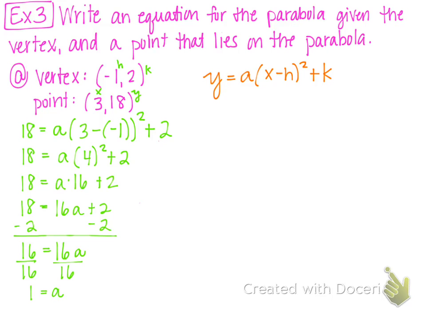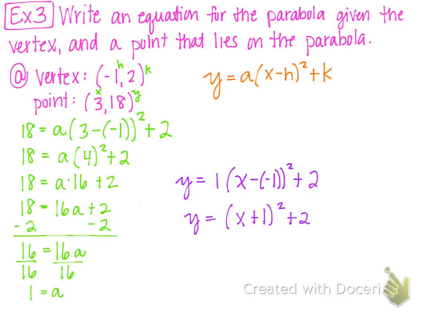So the last thing we need to do is we need to write our equation. Now remember, we're going to leave our x and y out this time. So our final equation is y is equal to a, but a is 1, so we don't really have to write it, but we're going to write it just to be safe. So we have x minus our h, so x minus our negative 1 squared plus our k, and our k is 2. So let's make this a little bit more beautiful. We're going to drop the 1 here, so it's x plus 1 squared plus 2. And there's our final answer.